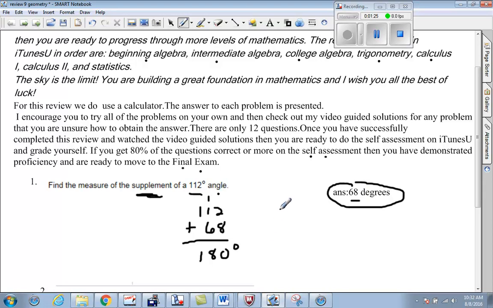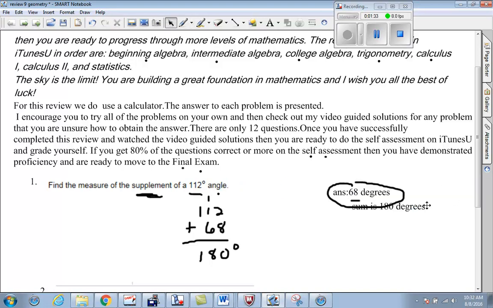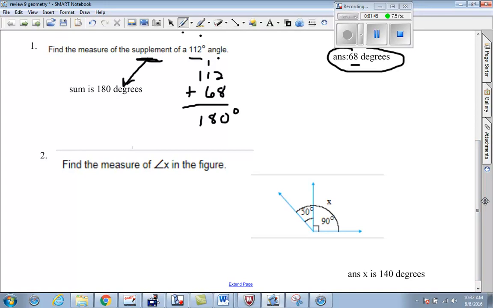Okay? And I'll just make a note to self for the definition of supplementary. And you're also remembering maybe the definition of complementary angles is that their sum would be 90. We'll see that later. Okay, let's head to the next one.